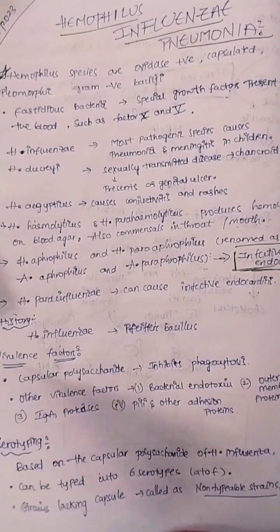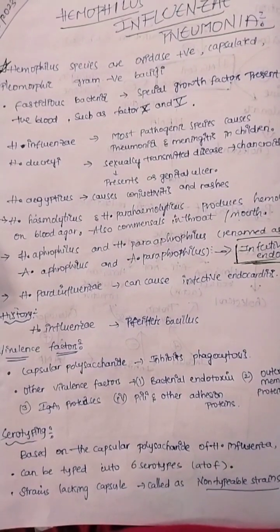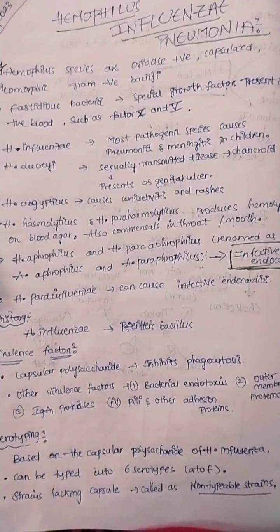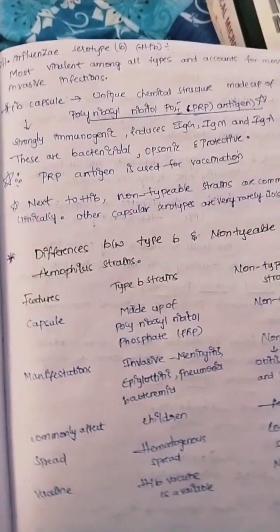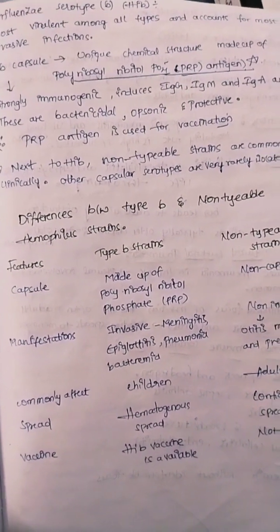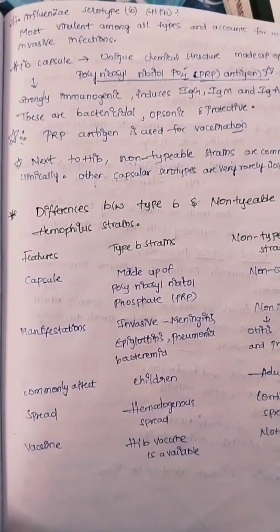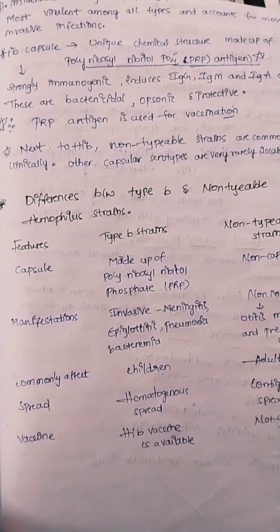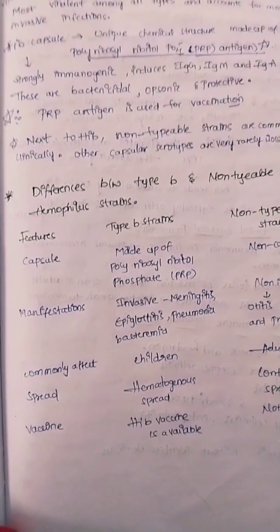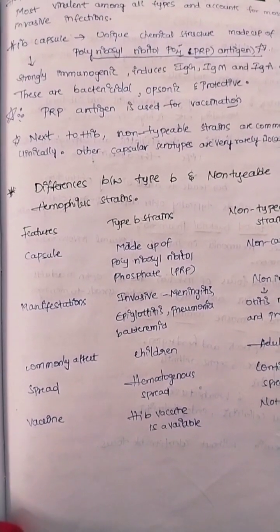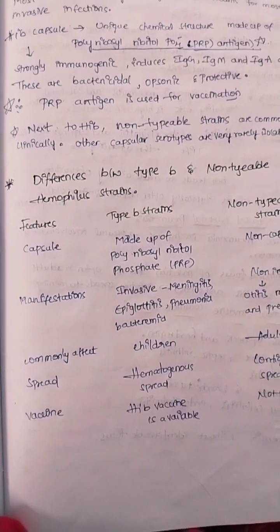Serotyping is based on the capsular polysaccharide only. These serotypes are from A to F. Strains lacking the capsule are called non-typable strains. Hemophilus influenzae serotype B is the most virulent among all types and accounts for most of the invasive infections. The type B capsule has a unique chemical structure. It is made up of polyribosyl ribitol phosphate antigen, so it is strongly immunogenic. It induces IgG, IgM and IgA, and these are bactericidal, opsonic, and protective.